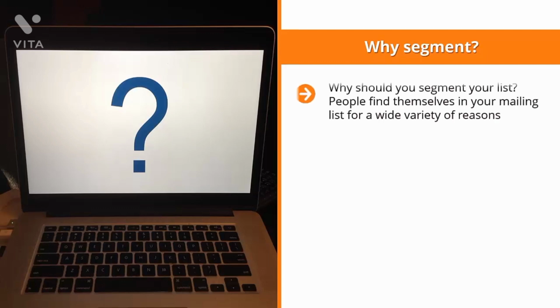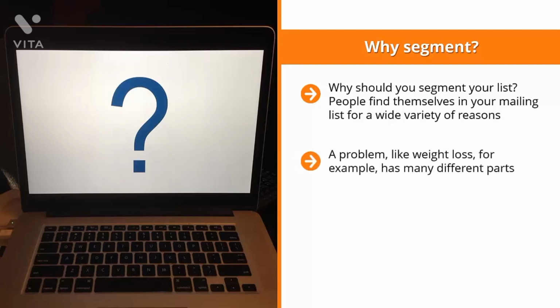Why segment? Why should you segment your list? People find themselves in your mailing list for a wide variety of reasons. While they share a common interest in your niche, that's probably the only thing they have in common. They can all agree on the one problem your niche focuses on. Despite this, they might have different related problems they need solved. A problem like weight loss, for example, has many different parts.